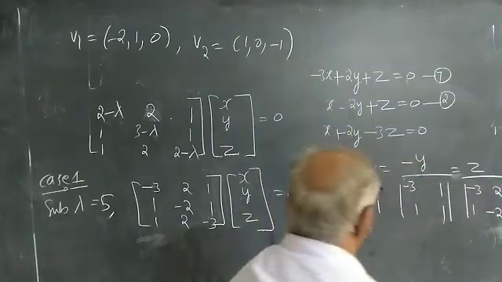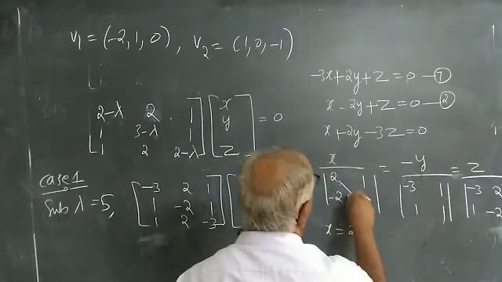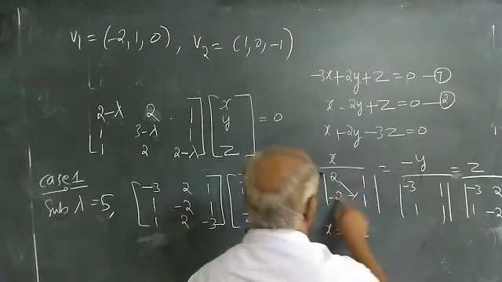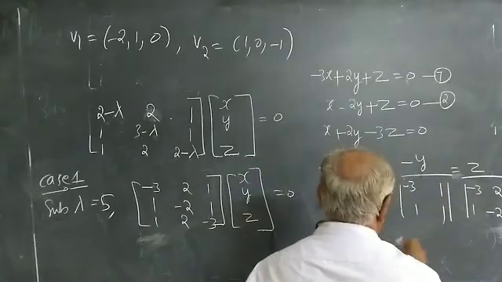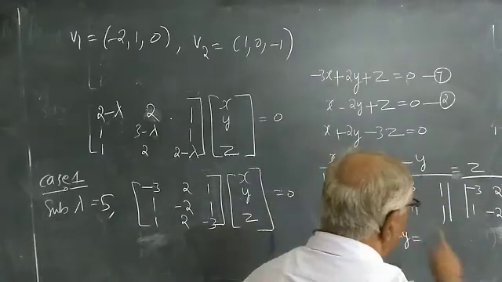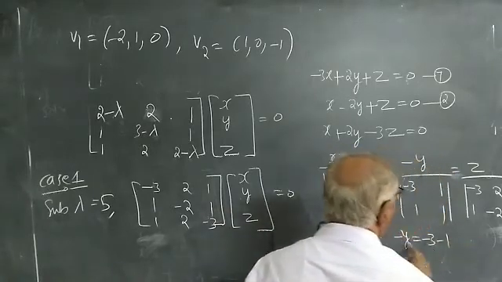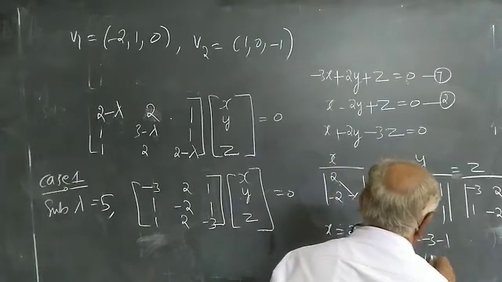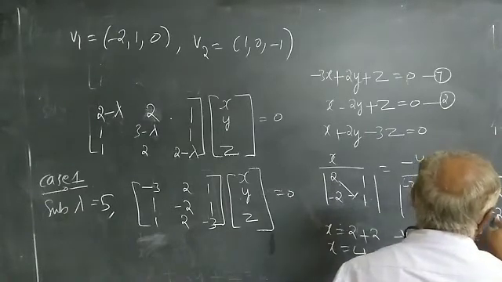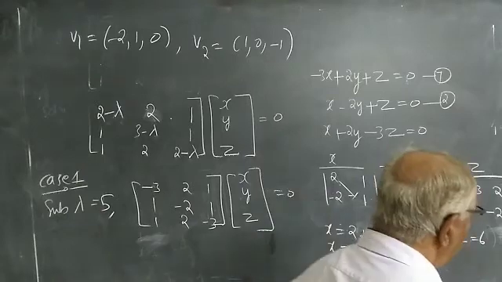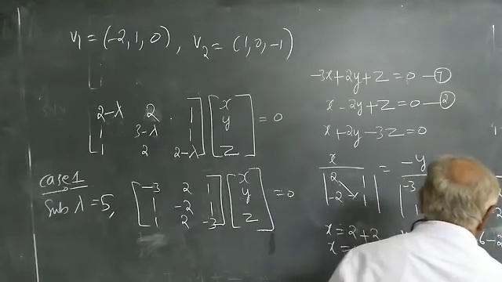Right? So if you find the value of x, x is equal to 2 into 1, 2 minus, so multiply it. 2 into 1, 2 minus, 1 into minus 2, minus 2. So that becomes x is equal to 4. Considering minus y is equal to minus 3 into 1, minus 3, 1 into minus, 1 into 1, 1. So minus y is equal to minus 4, y is equal to plus 4. Coming to z, z is equal to minus 3 into minus 2 plus 6, minus 2 into 1, 2. So therefore, z is equal to 4.